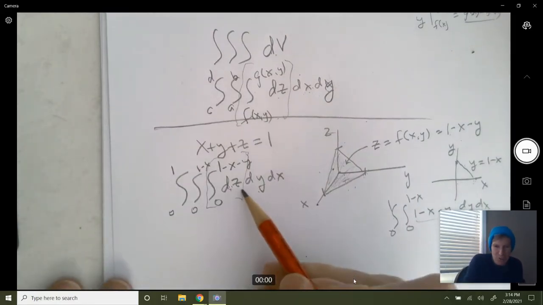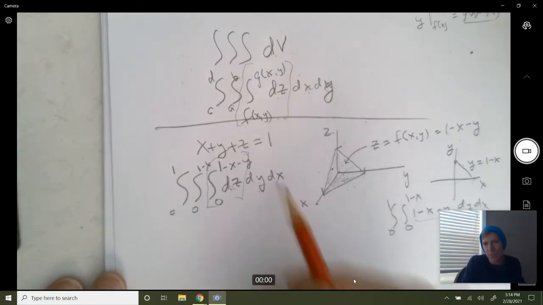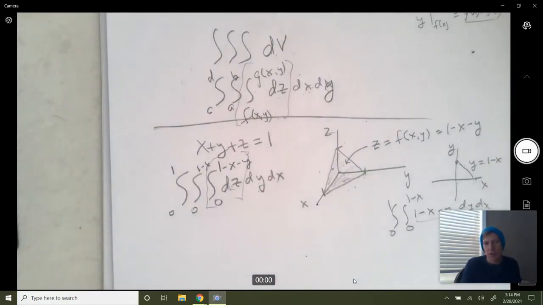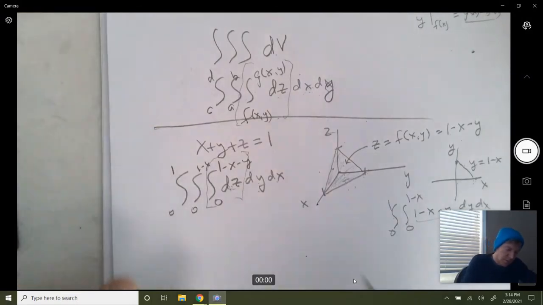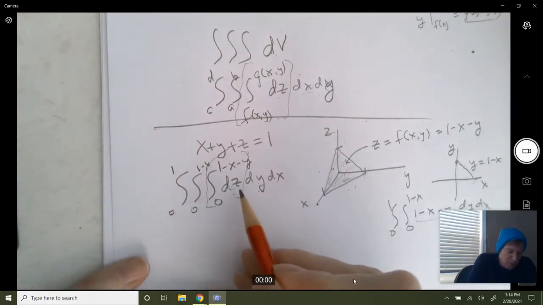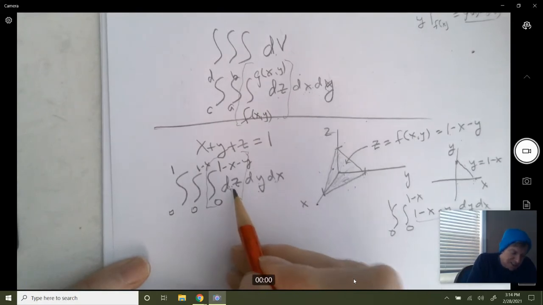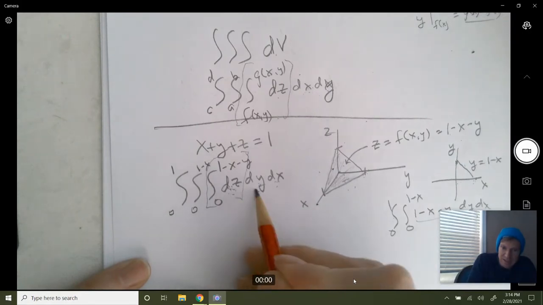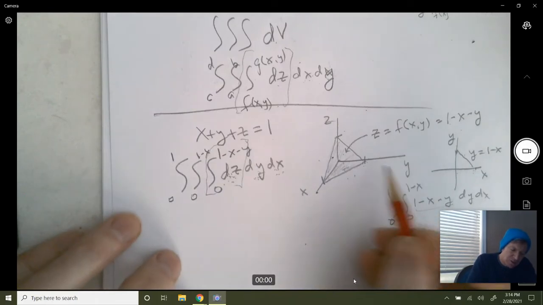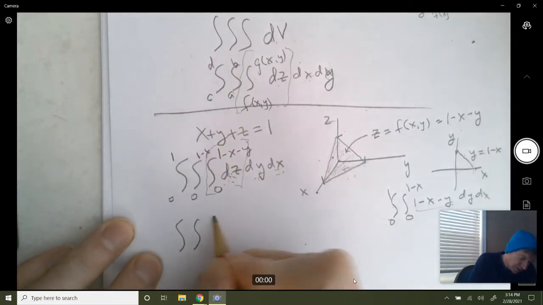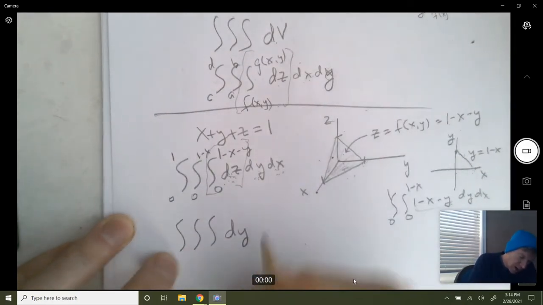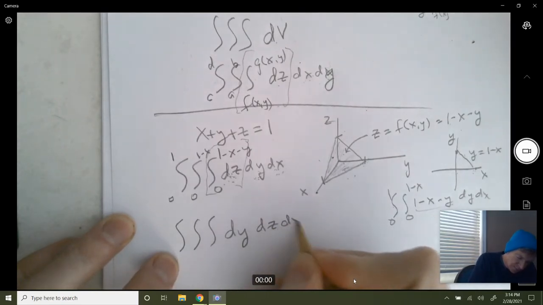We could change this order, dz dy dx, to 6 different ways. So some of the problems are going to have you do changing the order of integration, and you should always get the same answer if you did it correctly. There are 6 different ways. We could do dz dy dx, dz dx dy, dy dz dx, dy dx dz, dx dy dz, and dx dz dy. Okay, let's do the y's first, just for fun. Let's say we do dy dz dx.